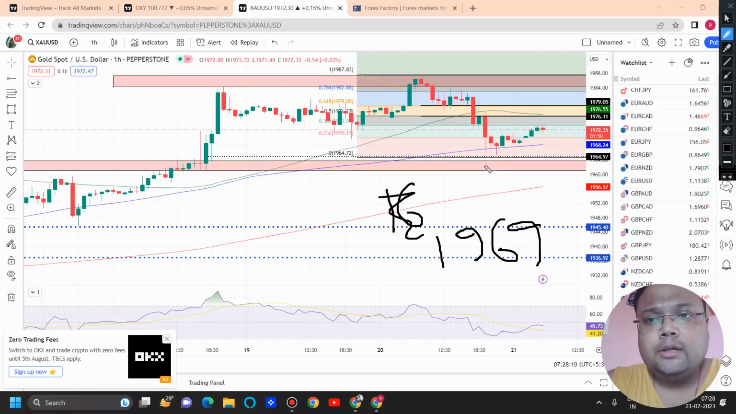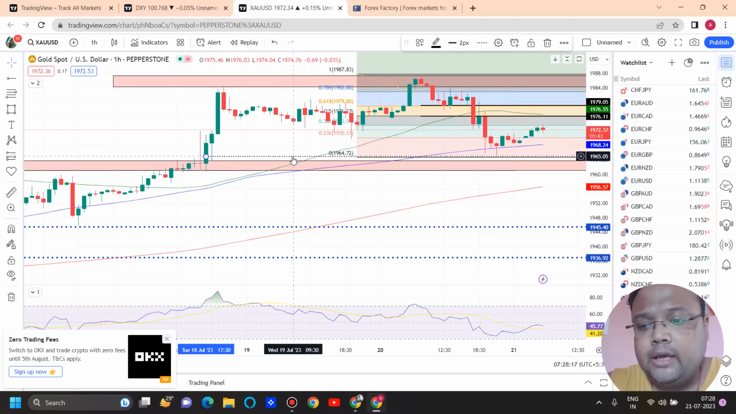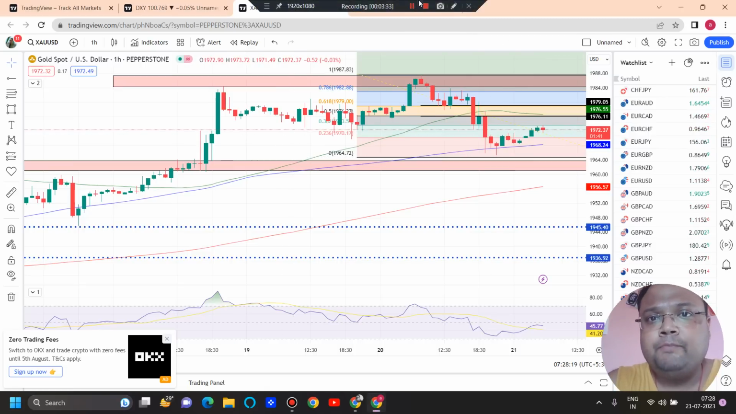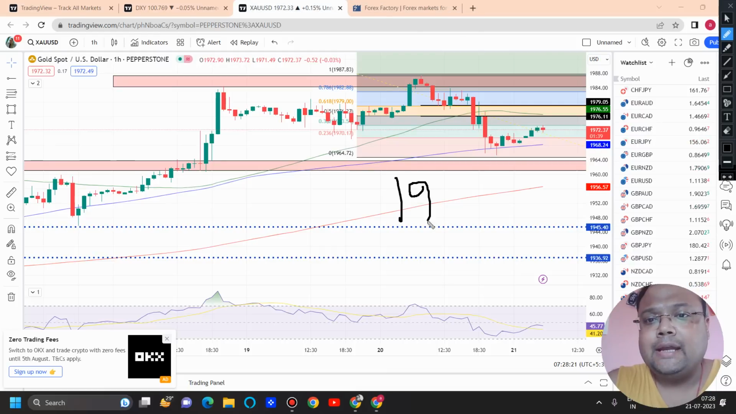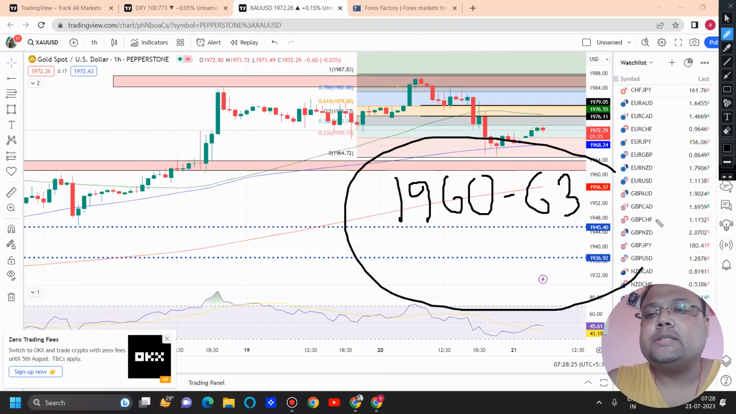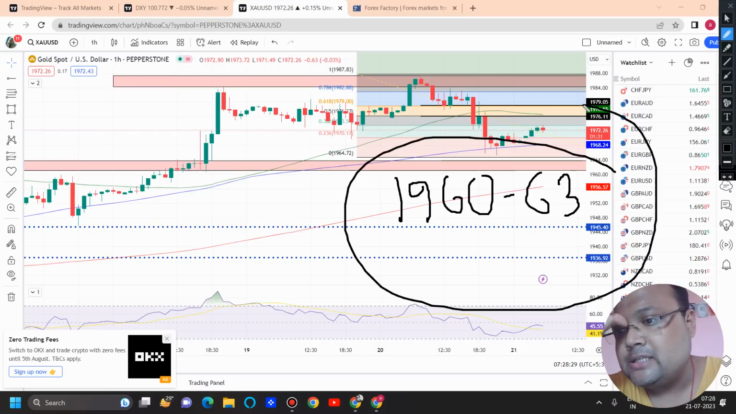So similarly today you don't expect much from the 1965 level. Today our main level will be 1960 to 1963. This is our support for the day, 1960 to 63, and if market takes support and bounces, we can expect a good upside of at least 50 to 60 pips.